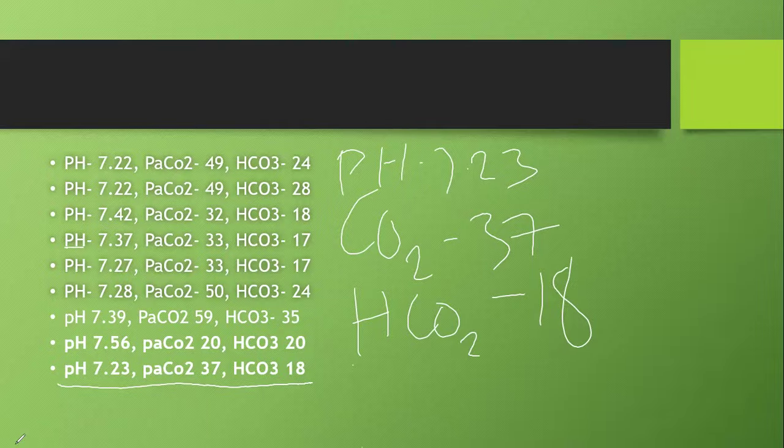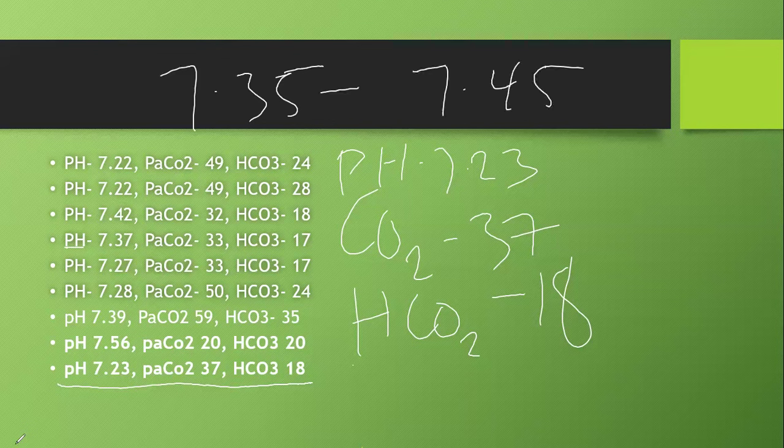Now, let me take this again. I hope we all understand that the normal pH is between 7.35 to 7.45. Do we all appreciate this? Yes, sir. So if you have a pH that is going towards this direction, less than 7.35, we call that acid.